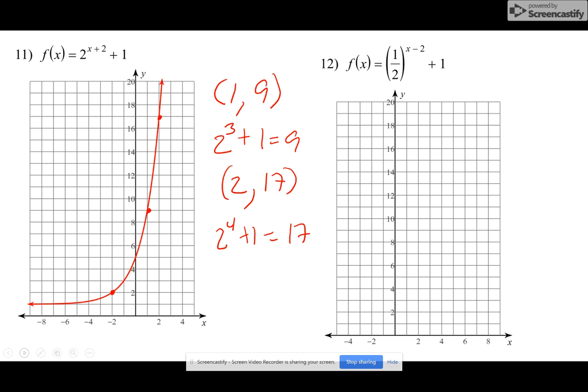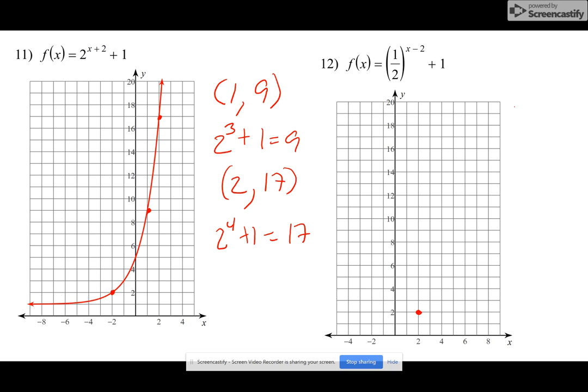Now let's take a look at question number 12. I expect my graph to be going down because my base is less than 1. I'm going to be moving my intercept. Remember, usually the y-intercept is the point (0, 1). That point, I'm going to be moving it 2 to the right and up 1. So that gives me this point. My point (0, 1), I move 2 to the right and up 1.